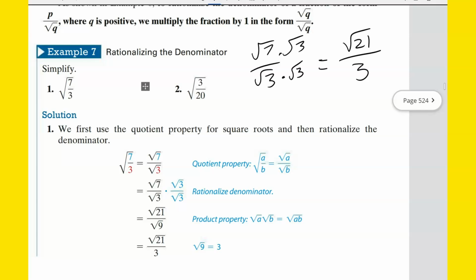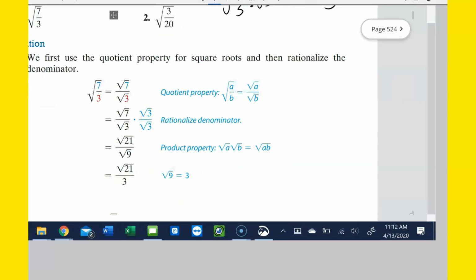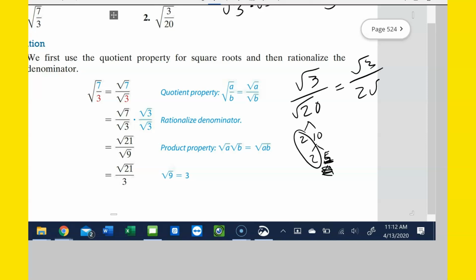All right, number 2. We're going to break it up into the square root of 3 over the square root of 20. Now what I'll do first is I'll break down the square root of 20. That's going to be 2 times 10, 2 times 5, and the 5 won't break down any. So I got a pair of 2's with an extra 5 left over to go under the radical. So that gives me the square root of 3 over 2 square root 5.